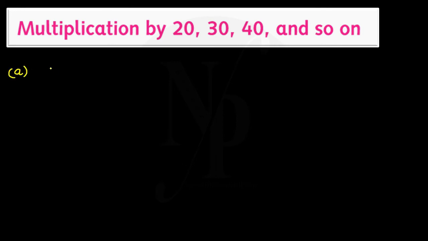Suppose we have 95 to be multiplied by 20. Now we wish to find this product. So how we do such multiplication problems is, we multiply 95 by 2, and then we write this 0 to the right of the obtained product.